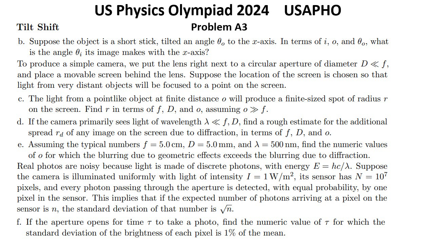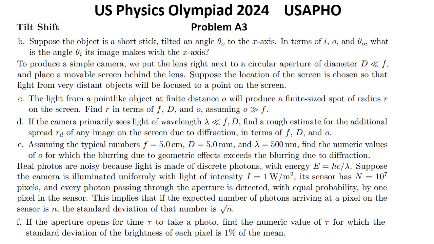To produce a simple camera, we put the lens right next to a circular aperture of diameter d much less than f, and place a movable screen behind the lens. Suppose the location of the screen is chosen so that light from very distant objects will be focused to a point on the screen. Question C. The light from a point-like object at finite distance O will produce a finite-sized spot of radius r on the screen. Find r in terms of f, d, and O, assuming O much greater than f.